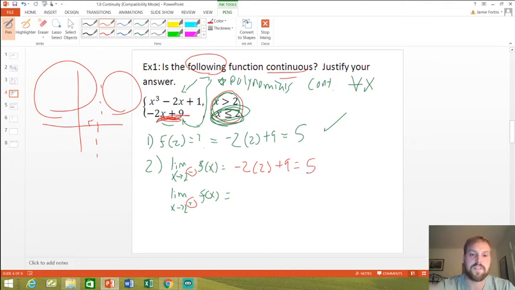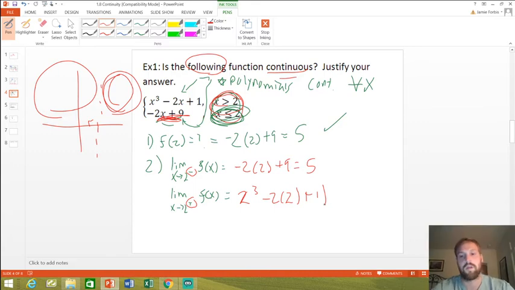And then 2 from the right, so that's using the values of the function over here. So where x is greater than 2, I'm going to do it in that cubic, which is 2 cubed minus 2 times 2 plus 1, which in this case is 8 minus 4 plus 1, so 5. And what do you know? They're equal to each other.